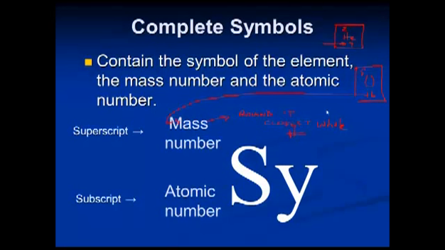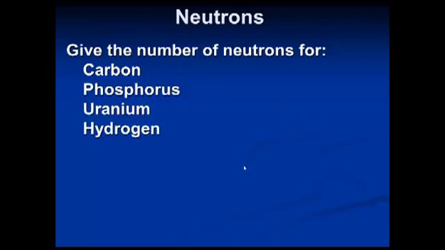And the atomic number, my 8, is what's going to go down on the bottom. And you'll see in a moment why we flipped them. It's going to make our life a lot easier for something I'm about to show you. So if we do the complete symbol for carbon, we find the mass of carbon on the periodic table, round it to the closest whole number, and that's 12. Carbon is element number 6 on the periodic table. So that's the complete symbol.